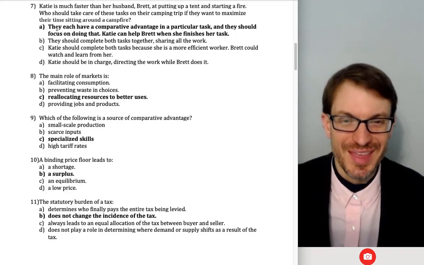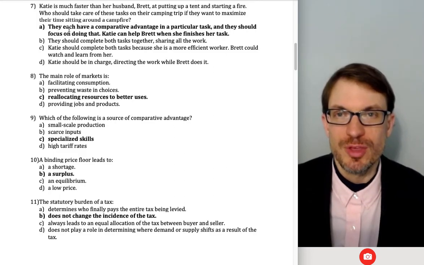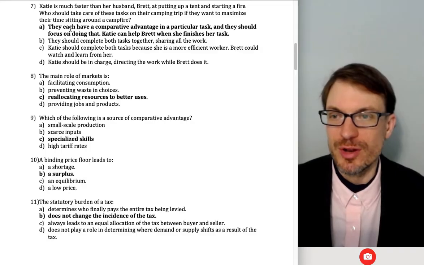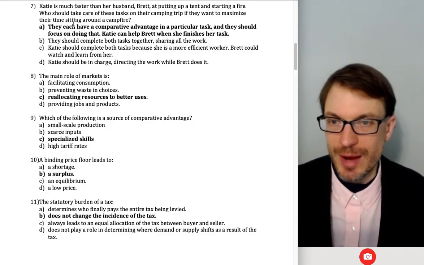Still, that doesn't tell us who the tasks should be assigned to. To know who the tasks should be assigned to, we want to know what you're comparatively better at, in the sense of having the lowest opportunity cost.